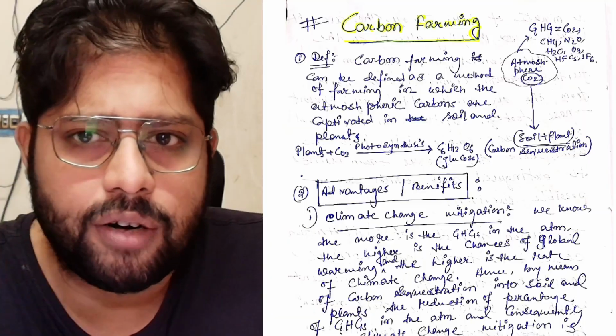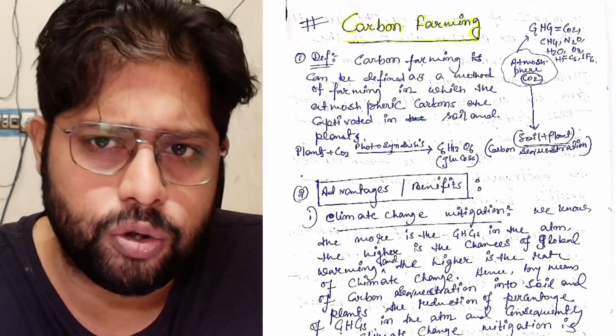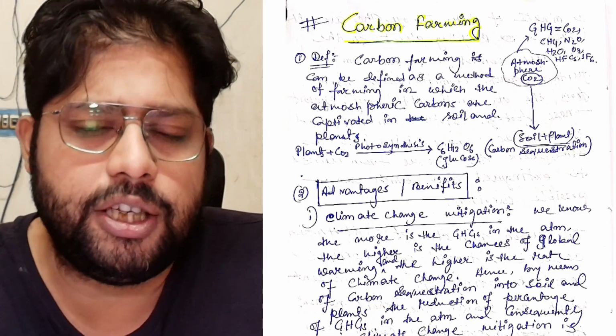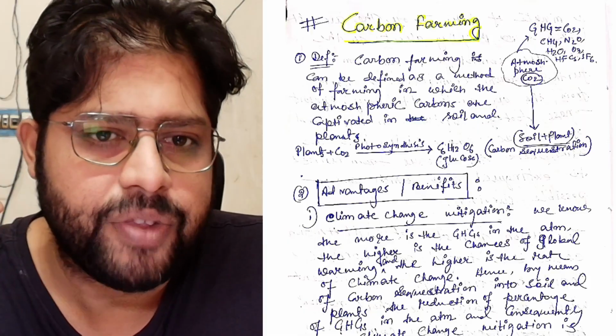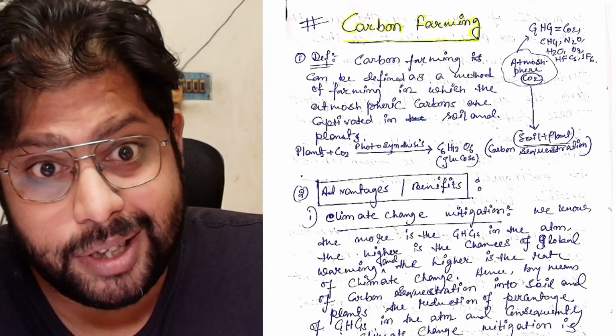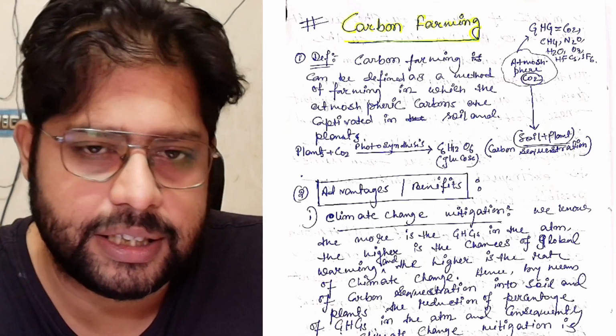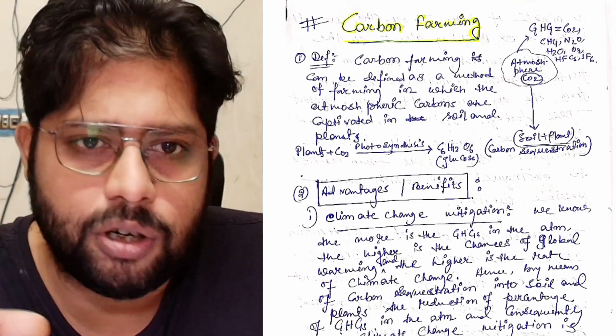Now you can see a lot of greenhouse gases we have: CO2, CH4, N2O, H2O, water vapor mainly, O3, HFCs. HFCs means hydrofluorocarbons, there's SF6, sulfur hexafluoride, etc. But the problem is that we cannot control all of them.